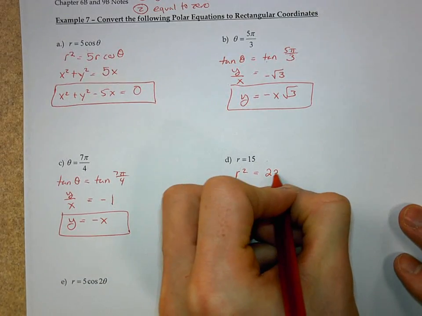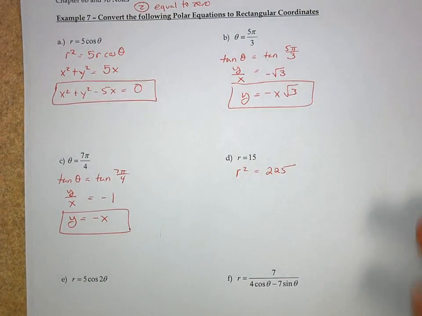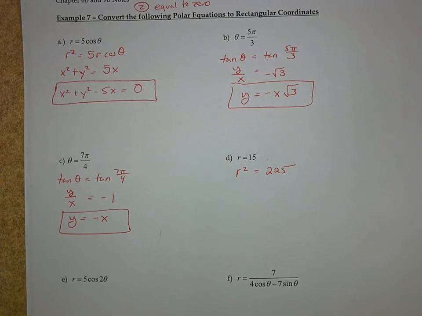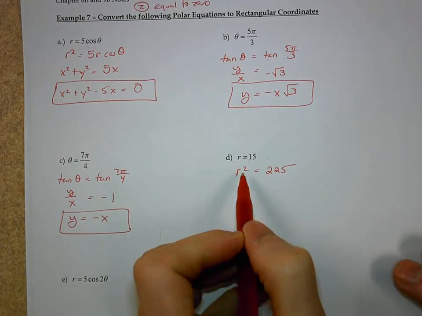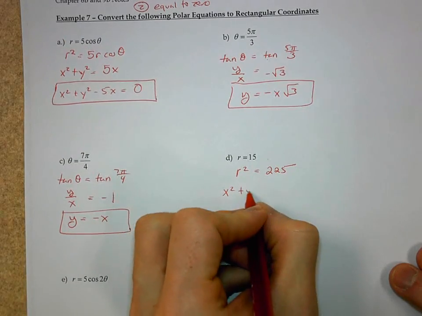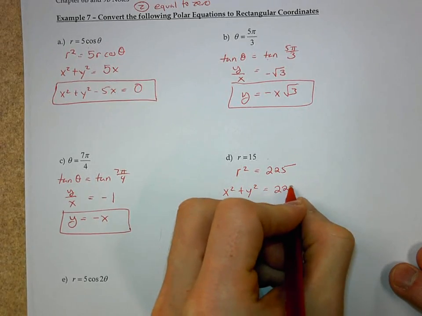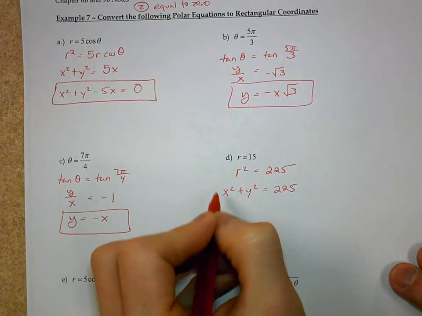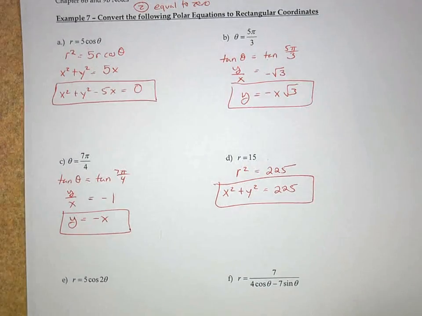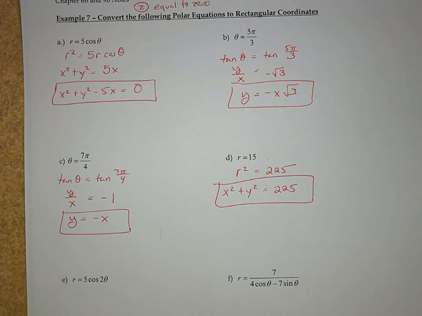r squared is equal to 225. We know then r squared is the same thing as x squared plus y squared, which is equal to 225. And if I wanted to, I could simplify for y or move the 225 to the other side. But this is a known equation. That is a circle with a radius equal to 15.